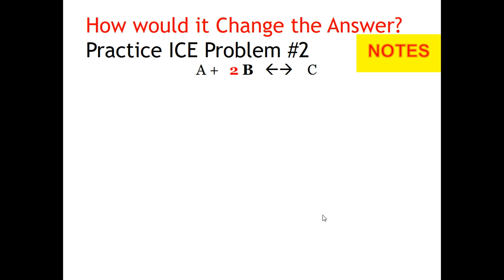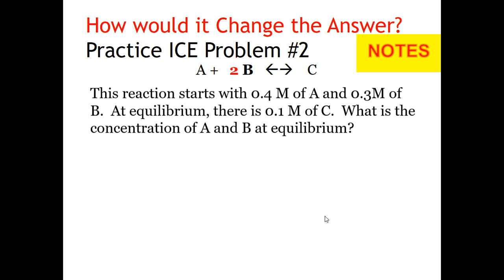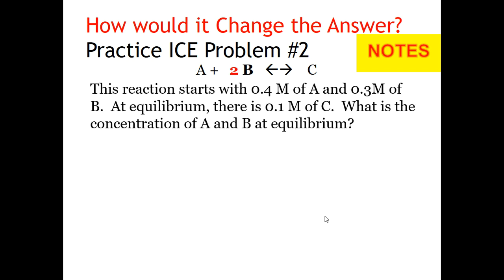I got A plus 2B makes and breaks C, right? Ooh, freaky. Here are the initial concentrations and stuff that you would need. Pause me. See if you can solve it with an ice box, baby. Cool. If we go at this together, first thing I do is I write down the equation. A plus 2B makes and breaks C, right? I'm going to get out my ice, baby, because it wants this thing called the concentrations at equilibrium.